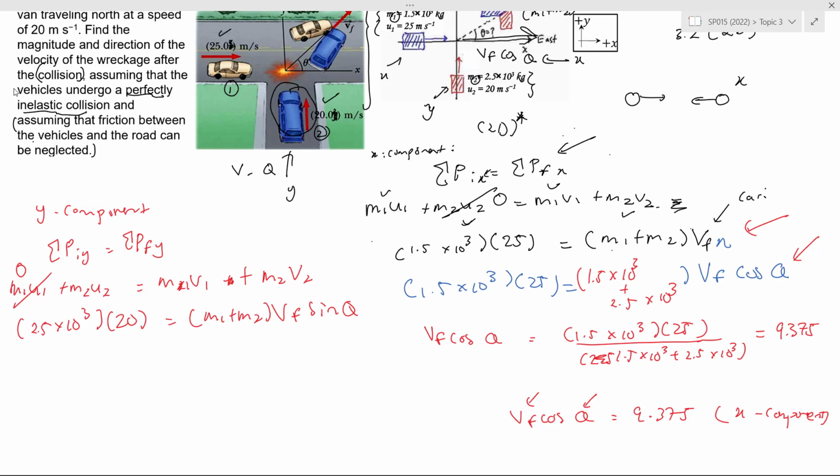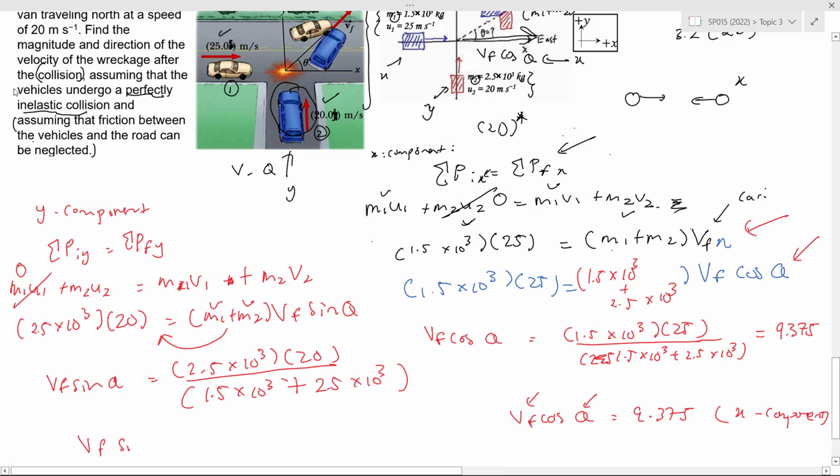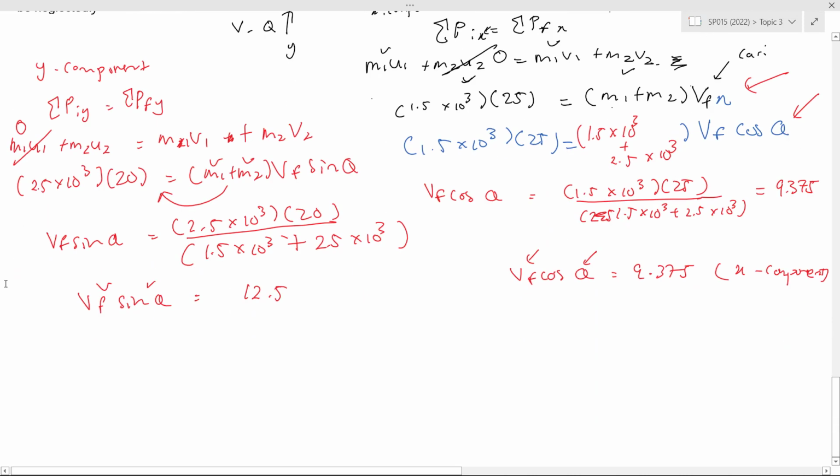Okay. So now, M1, M2, I know, I move them to the other side. So I will get V final sin theta equals, I flip, 2.5 times 10 to the power 3 times 20, over my first mass, which is 1.5 times 10 to the power 3 plus 2.5 times 10 to the power 3. So I should get my V final sin theta equals 12.5. Now, do you see? I have two unknowns and I have two equations. How do I solve it?